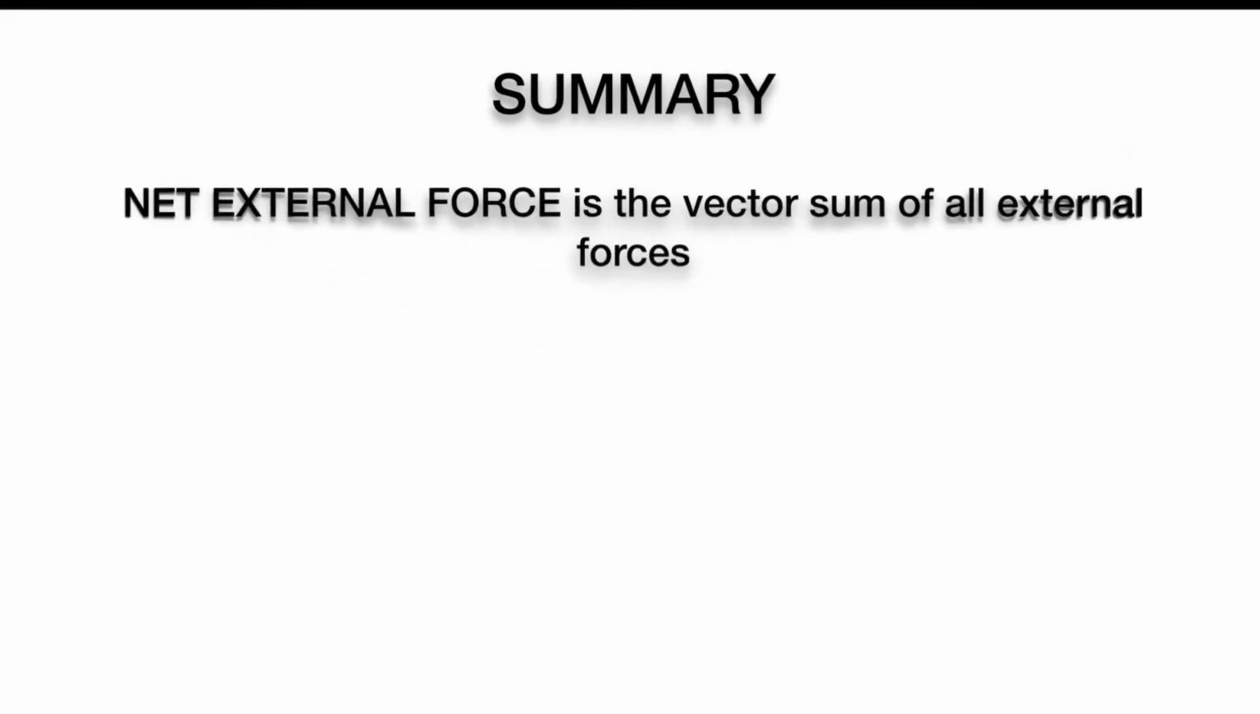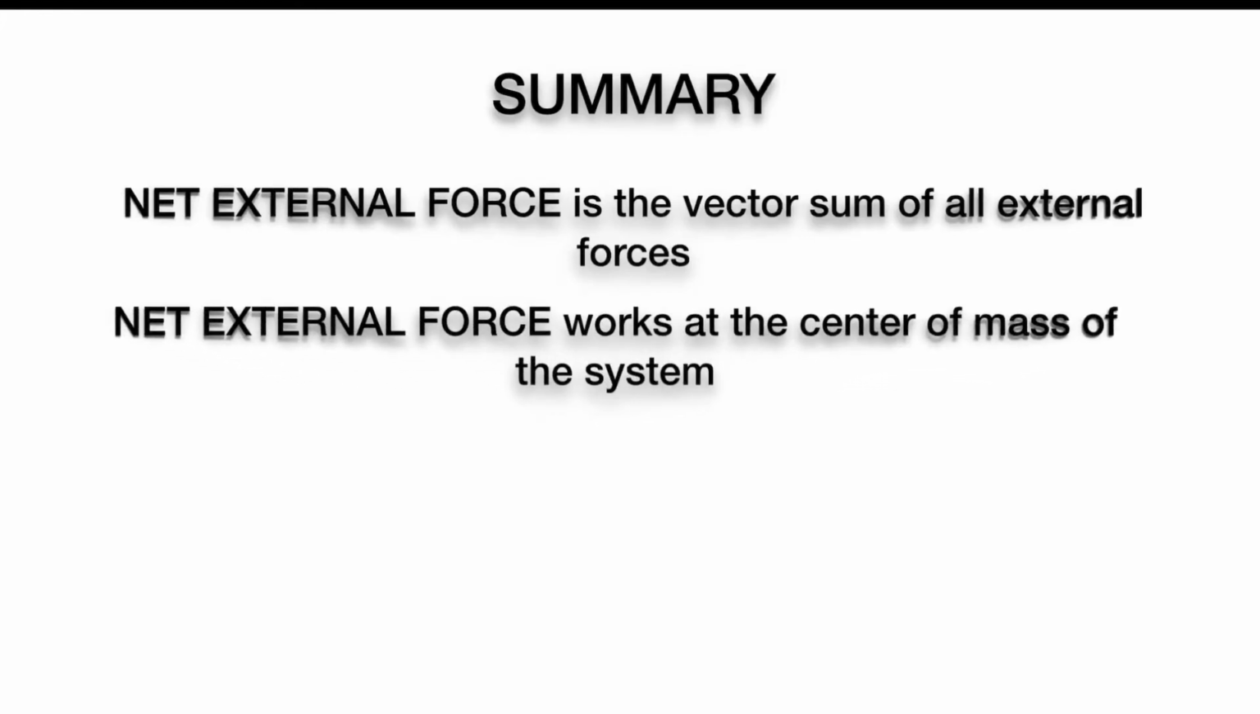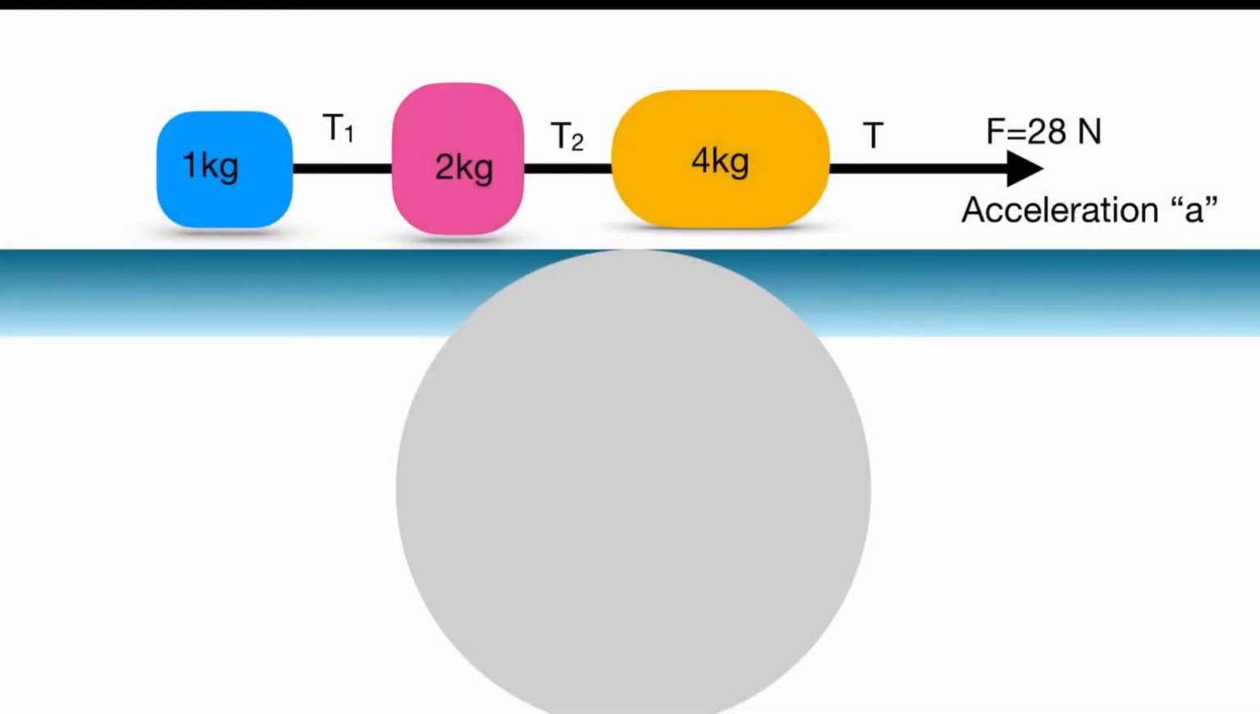In summary, the net external force is the vector sum of all external forces working on the system, and it works at the center of mass of the system. Because of that, the system accelerates and its acceleration is given by F divided by m. Now let's apply Newton's second law of motion to the 3 block example with different system boundaries.